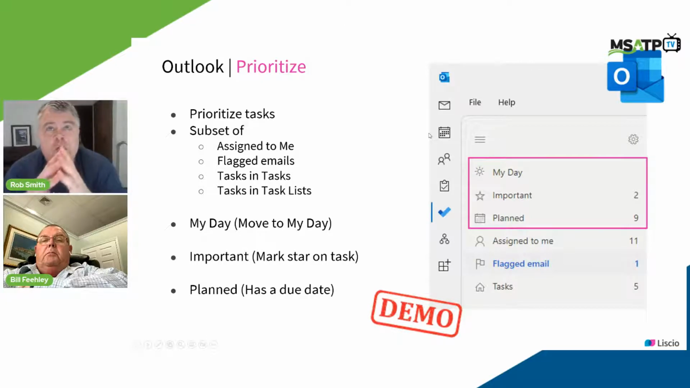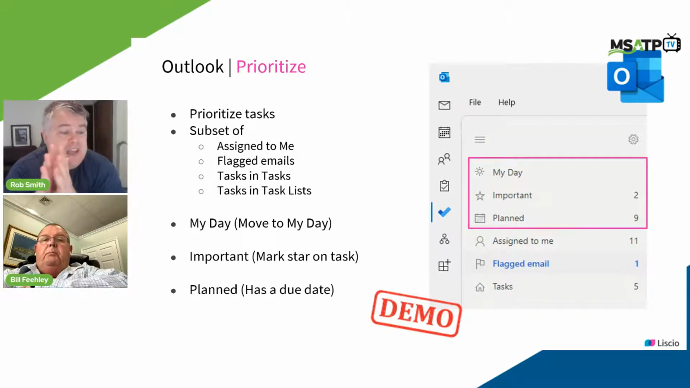Now that we know we have a list of tasks, because the tasks are either sitting in tasks or one of the lists, everything that you have to do is either in the tasks area, flagged email, or sitting down in one of the lists. But how do you prioritize these to make sure that they're actually happening? Well, the top 3 things here, my day, important, or planned, are not extra tasks that aren't included down below, because those three are just a subset, a priority, of everything that is sitting in assigned to me, flagged emails, or the tasks lists. That makes sense?